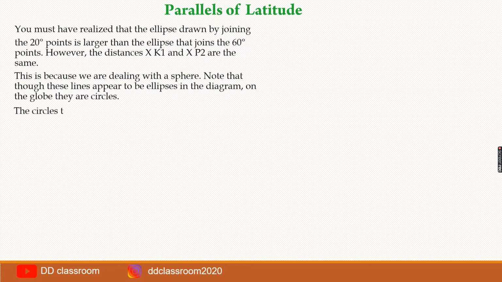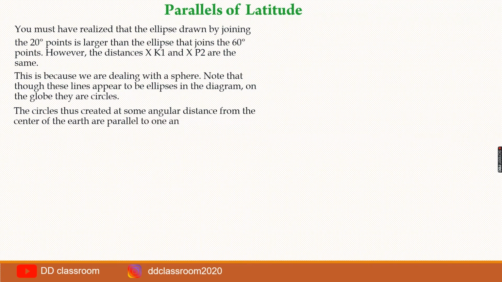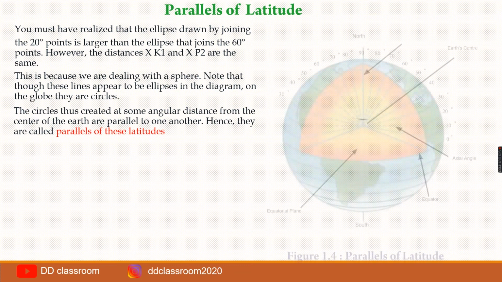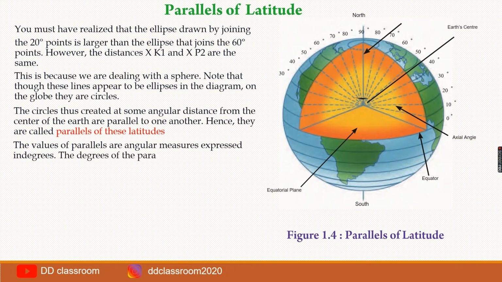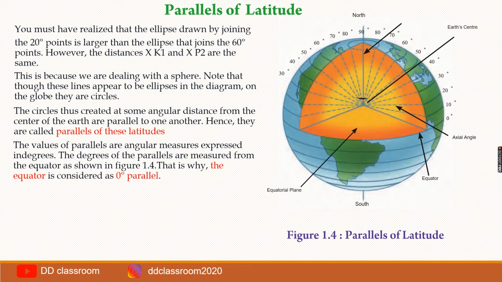The circles thus created at some angular distance from the center of the Earth are parallel to one another. Hence, they are called parallels of latitudes. The values of parallels are angular measures expressed in degrees. The degrees of the parallels are measured from the equator as shown in figure 1.4. That is why the equator is considered as 0-degree parallel.